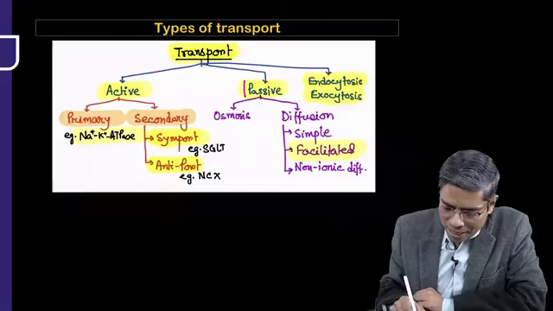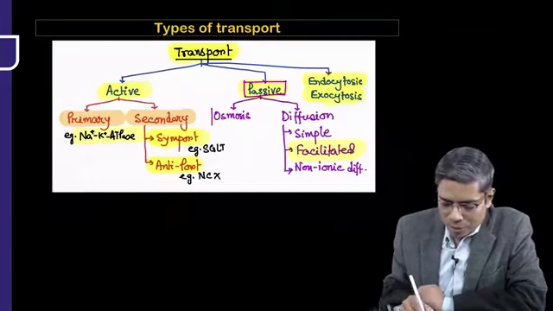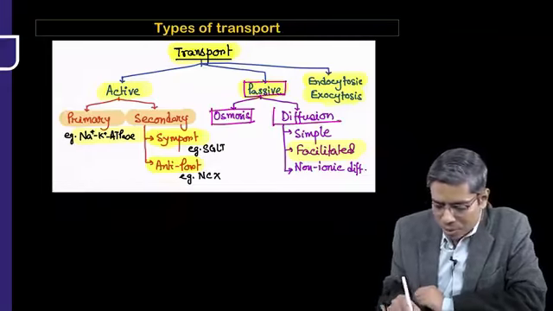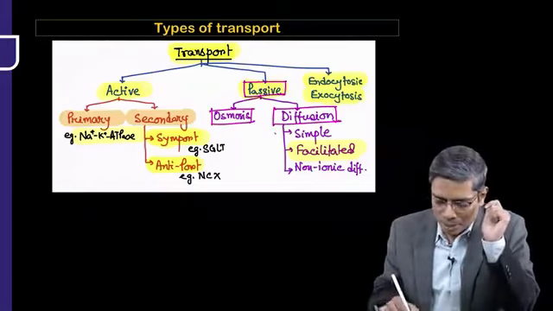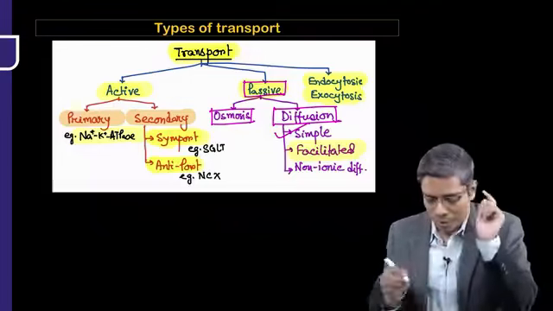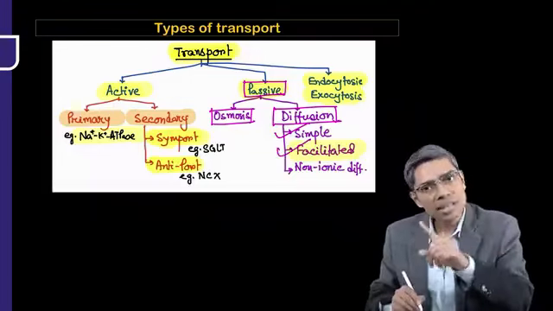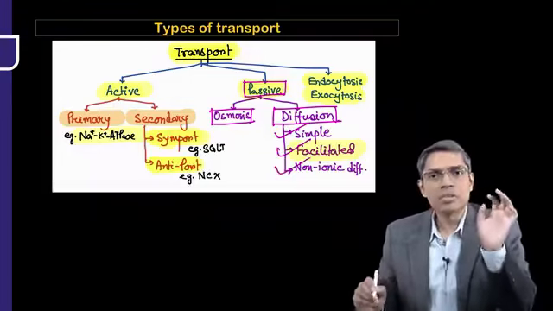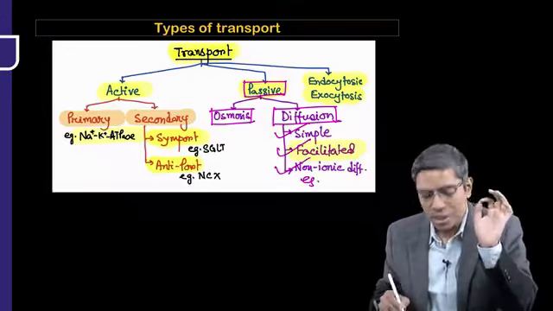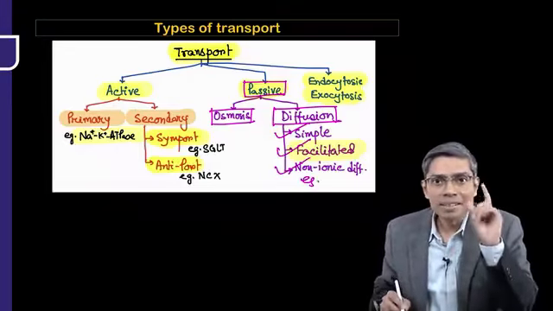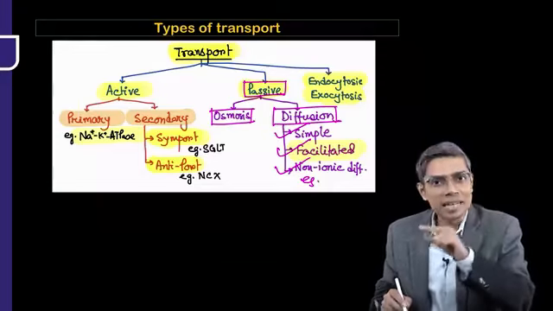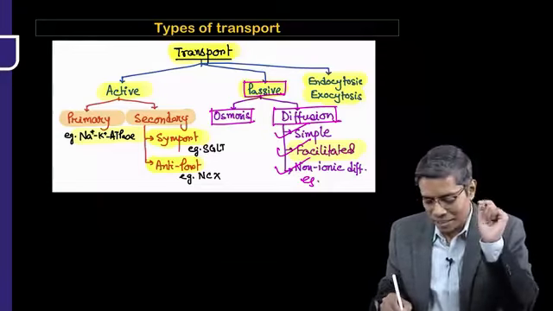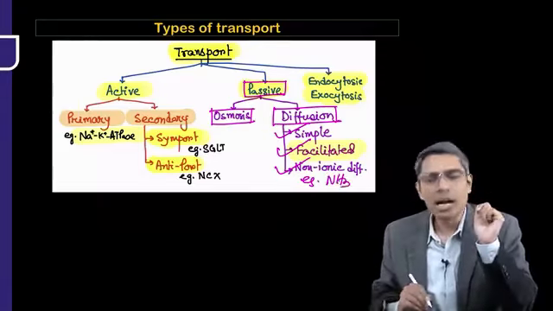Now, also look at the passive transport process. Passive transport can be osmosis or diffusion. And we know diffusion can be of three types: simple diffusion without any carrier protein, facilitated diffusion with carrier protein, and non-ionic diffusion. A typical example of non-ionic diffusion is the secretion of ammonia at the level of the kidney and at the level of the GIT. They are examples of this non-ionic diffusion.